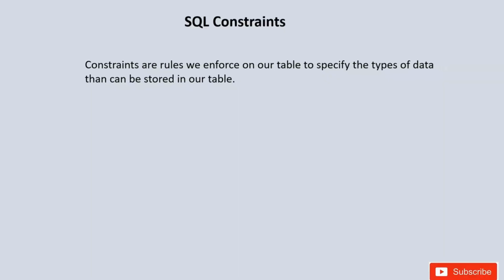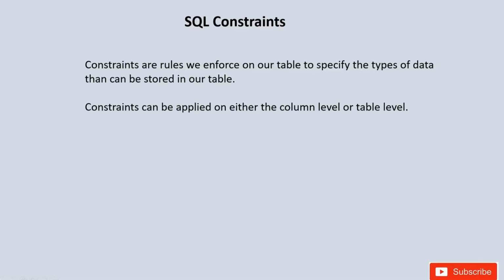The next topic I'd like us to talk about is SQL constraints. Constraints are rules we enforce on our table to specify the types of data that can be stored in our table. Also, constraints can be applied on either the column level or the table level. So essentially, we can either enforce a constraint on a column, or we can enforce the constraint on the table as a whole.